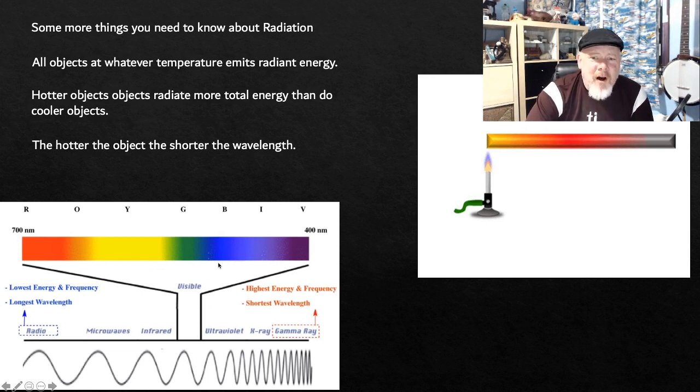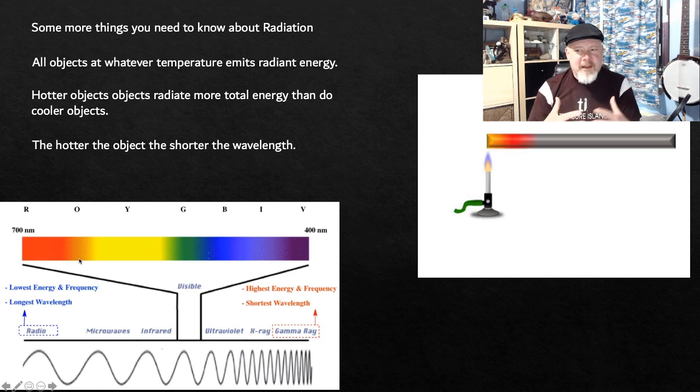We start to mix all of these colors together. When we mix all the colors of light together, we call that white light. So when you see white light, really you're not seeing white light. You're just seeing all the colors mixed together.